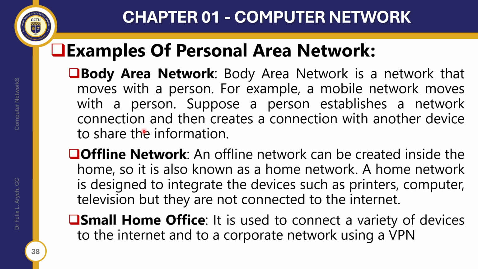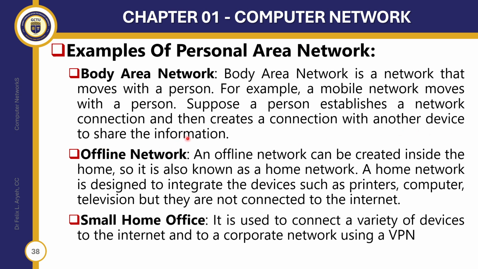So these are examples of personal area network: body area network, offline network, small home office network. A body area network is a network that moves with a person, like a smartwatch. A mobile phone network moves with a person. Suppose a person establishes a connection, then creates a connection with another device to share information.